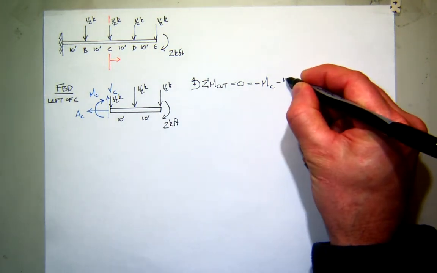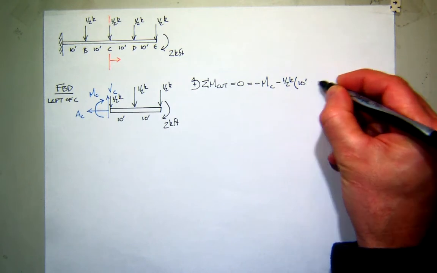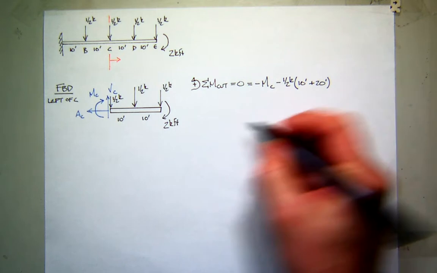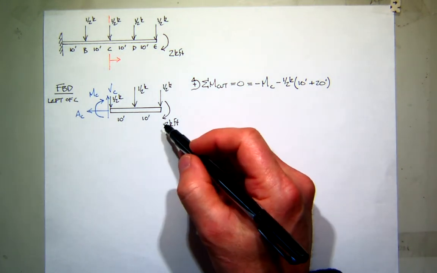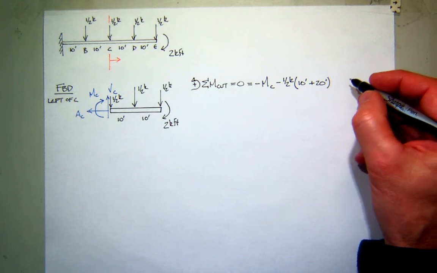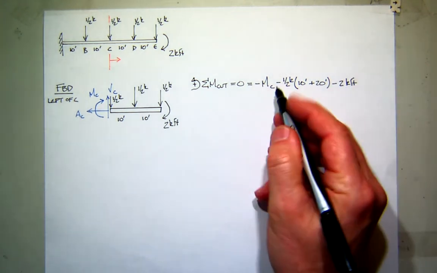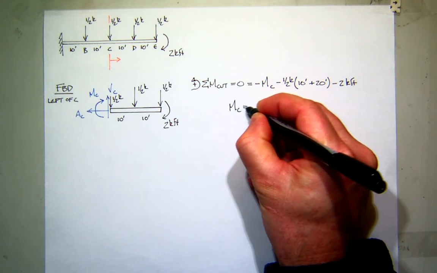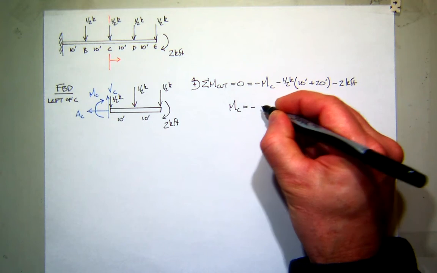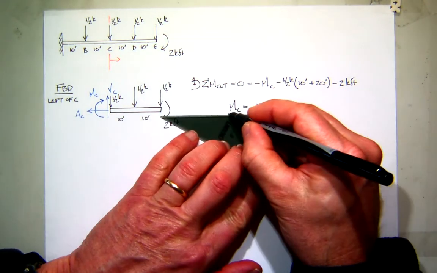Negative. So I'll have negative half kip, the first moment arm is 10, the second moment arm is 20. And then I have the moment out here on the end. Is that positive or negative moment? That's also negative. So I should be able to solve for my moment at C. And when I do, I get negative 17 kip feet.